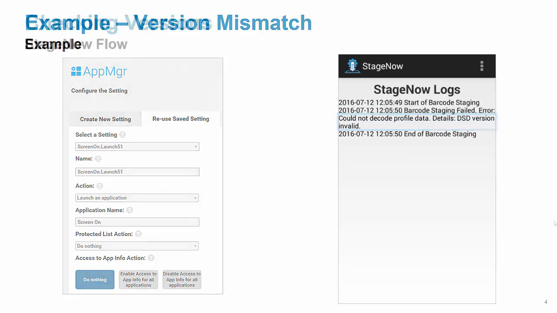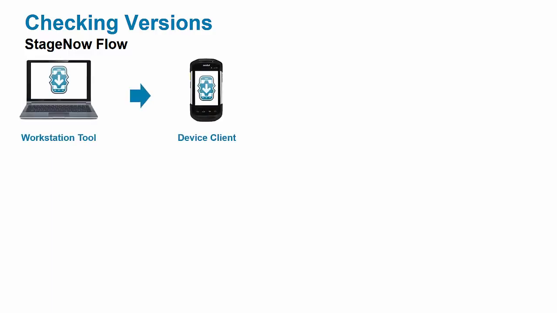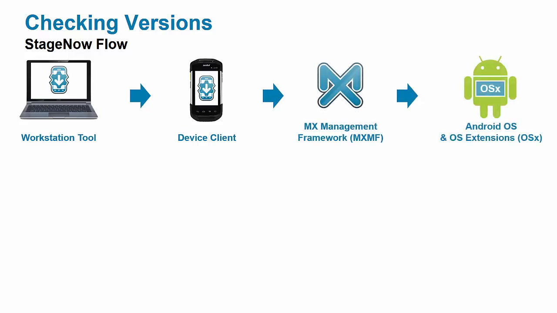Why? There are many components involved in deploying and applying your StageNow profile to the device. Let's follow the trail and see what might happen. First, the profile that is generated in your StageNow workstation tool has to be delivered to the StageNow device client and interpreted. Then, the StageNow client will deliver instructions to the MX components, MXMF and OSX, responsible for actually executing the instructions. What would happen if there is a version mismatch somewhere along the path?